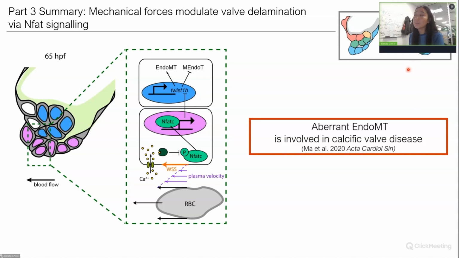And we're quite excited by this because we know that abnormal endothelial to mesenchymal transition is involved in calcific valve disease. And this is the first time that we see cells that are already inside the cardiac jelly becoming re-exposed to the cardiac lumen.